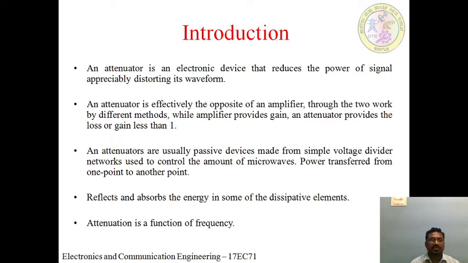Attenuators are usually passive devices made from simple voltage divider networks, used to control the amount of microwave power transferred from one point to another point, and they reflect and absorb the energy in some of the dissipative elements. And attenuation is a function of frequency.